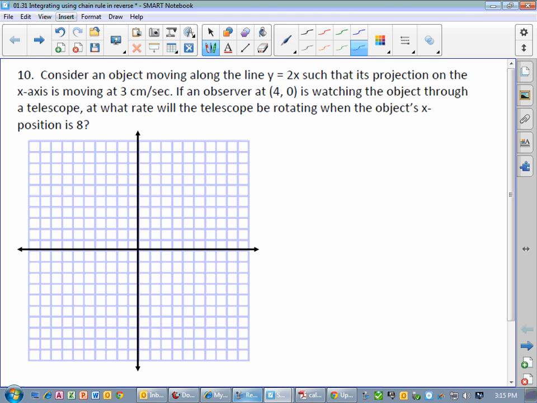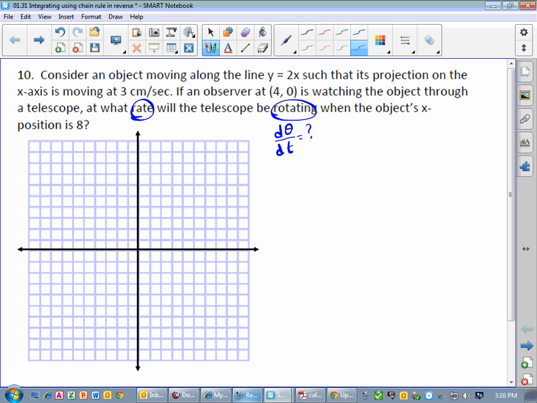So there's a couple of key words here. Rate tells us it's a related rates problem. And rotating tells us specifically we are looking for a change in angle with respect to time. Okay, those keywords tell us a lot, believe it or not. So now we've got to figure out everything else dealing with this problem.